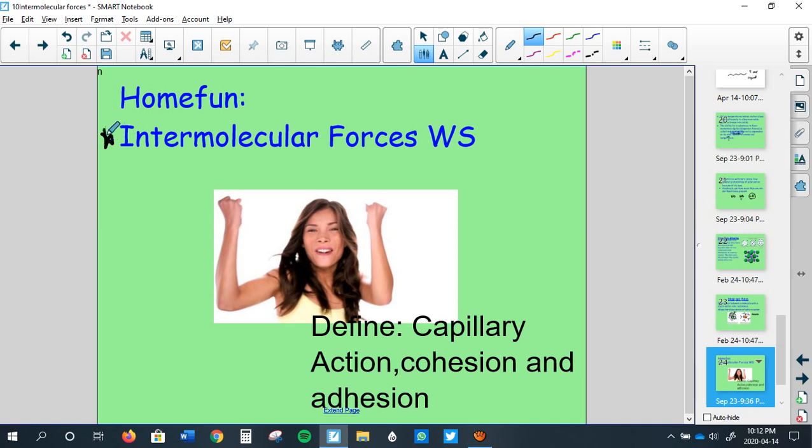This is a great worksheet to practice. Let me know if there are any questions. What you will want to define for yourself using reading in your textbook are capillary action and cohesive and adhesive forces. We will talk about this more when we meet.